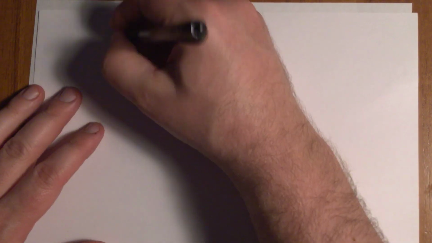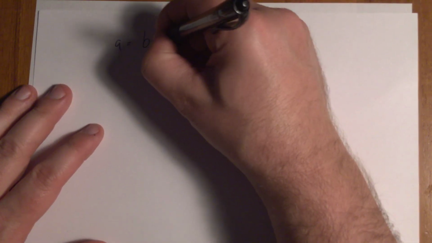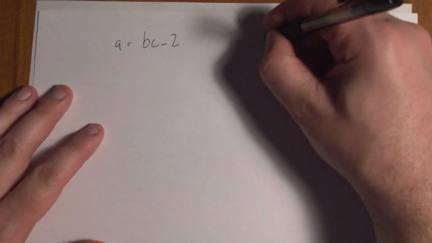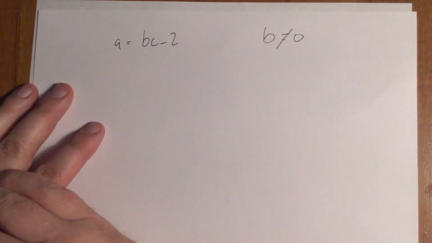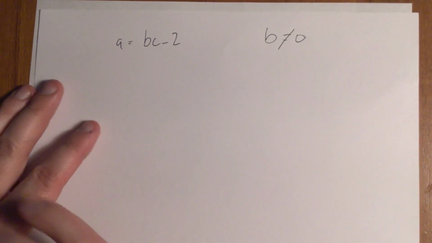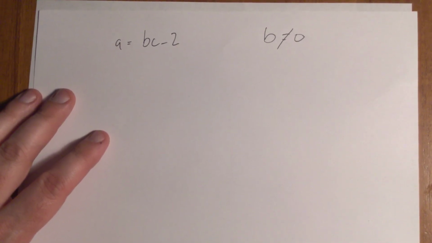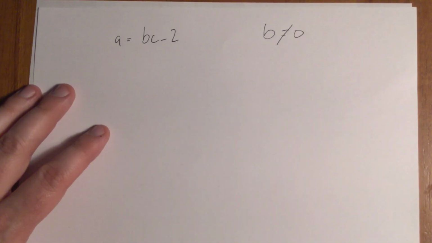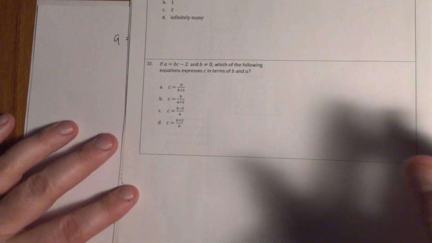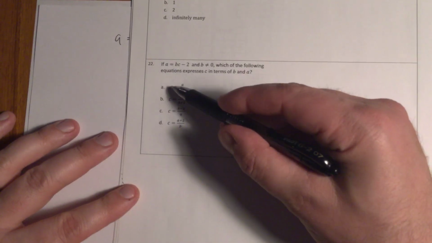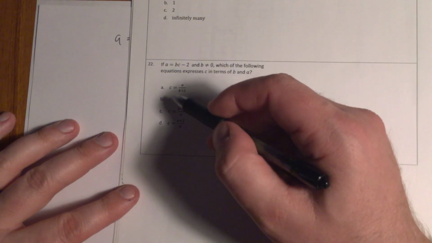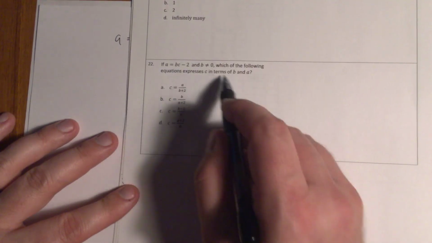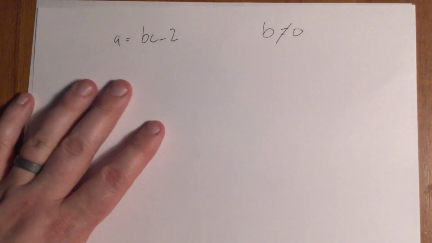All right. Oh, I know my students love these questions. A equals BC minus 2, and B does not equal 0. Which of the following equations expresses C in terms of B and A? When they say express C, or solve for something, that means I want to get it by itself. Sometimes they'll have multiple choice questions where you can eliminate options if it's not the thing we're solving for. This one's a little tougher because all of them are equal to C, so let's actually do it.